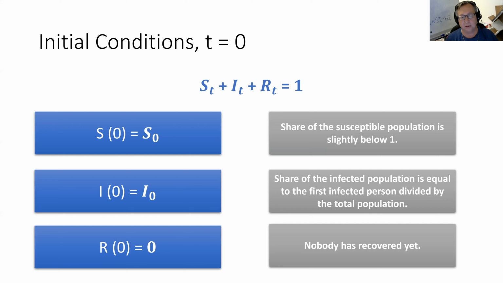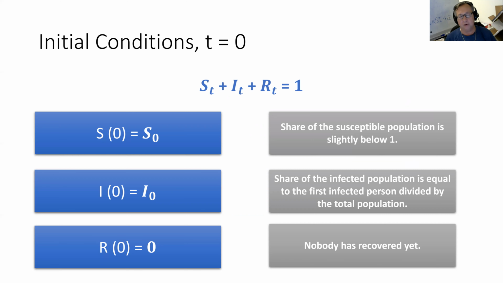And so you can think of this as the one person over the total population. Okay, so it's going to be a very, very small number if the population is, say, a city or a country. So I(0) is going to be equal to I naught, and this is going to be the share of the infected population again. And in this case, it's just going to be that first person divided by the total population.